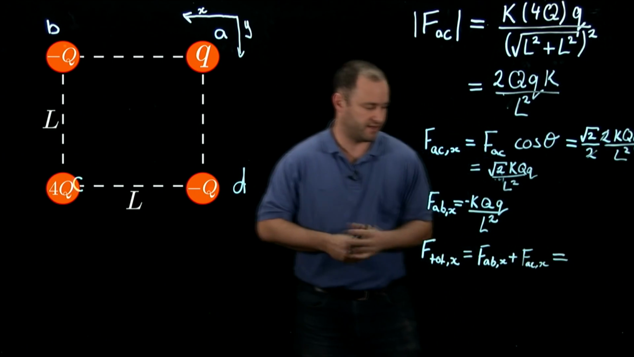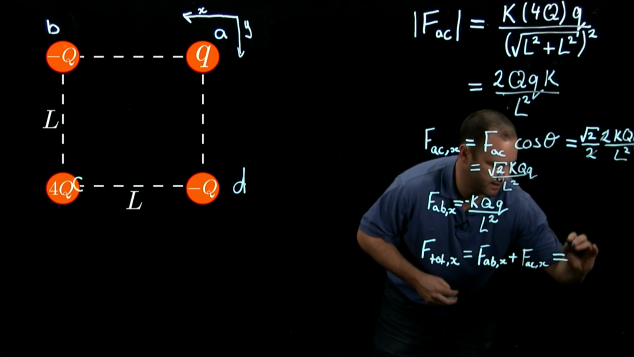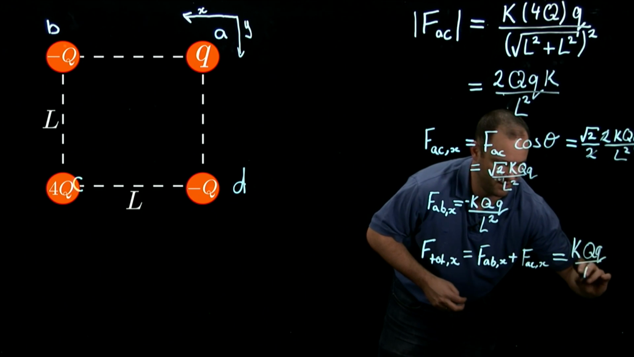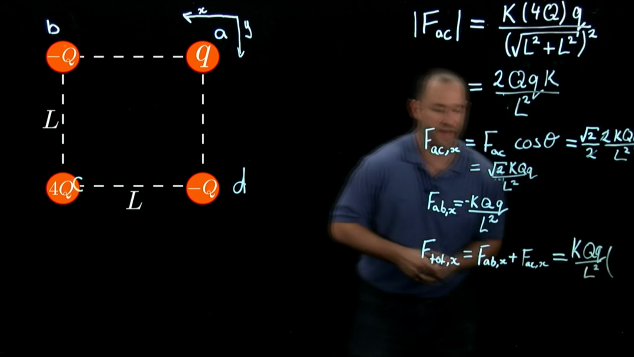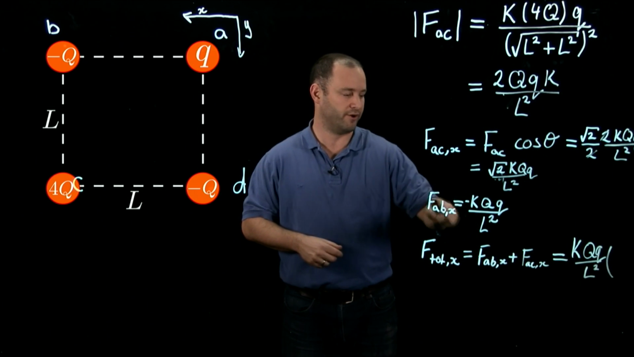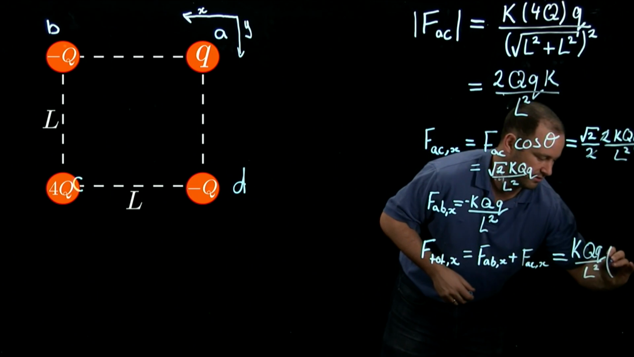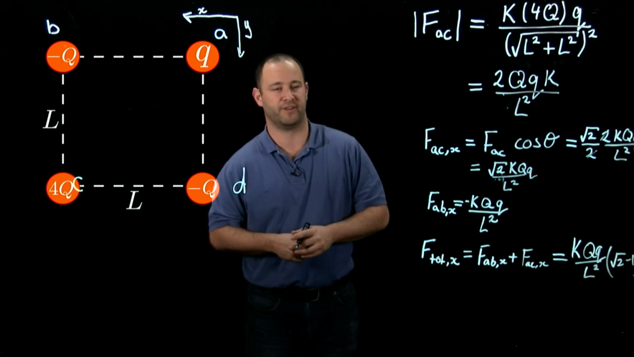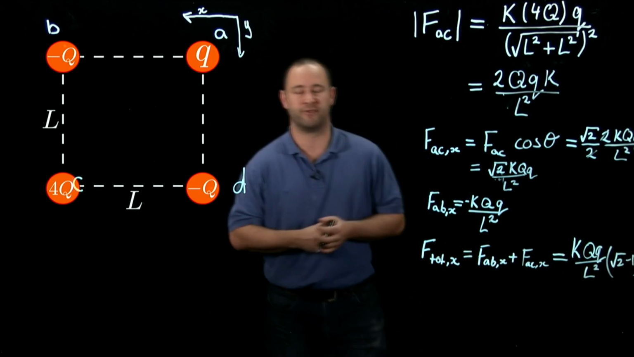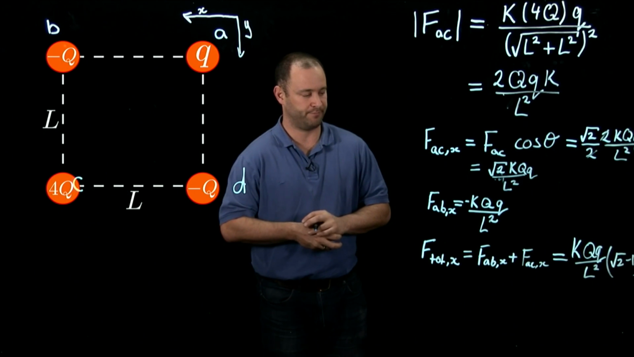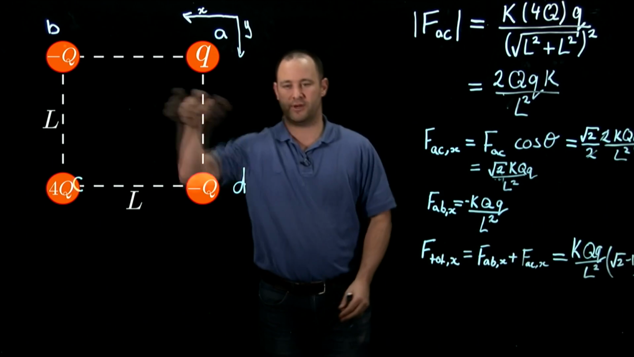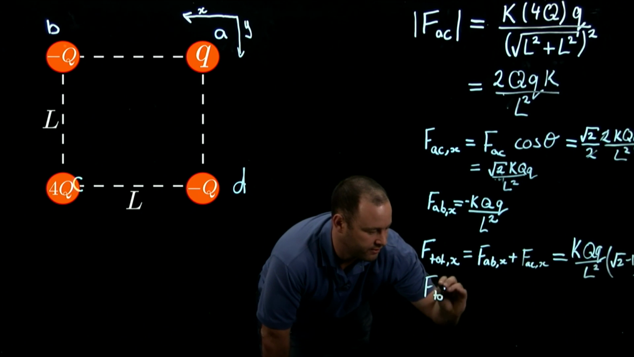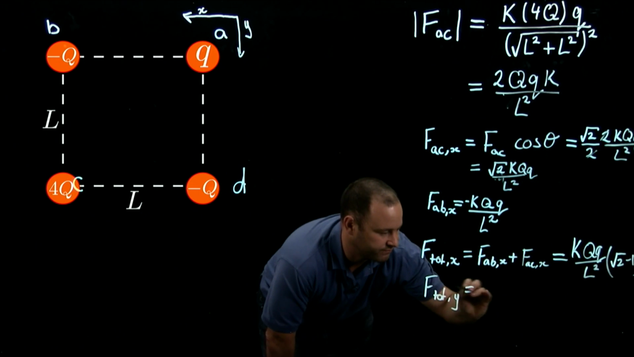But you can see that there are common factors here. I'm going to end up with a K, Q, q divided by L squared. And then there's a square root of 2 minus 1. In fact, that is all of the algebra. Again, my minus 1 might have gone off the screen, and I apologize for that. So you should be able to look at this problem and simply write down for me what is the F tot in the y direction.